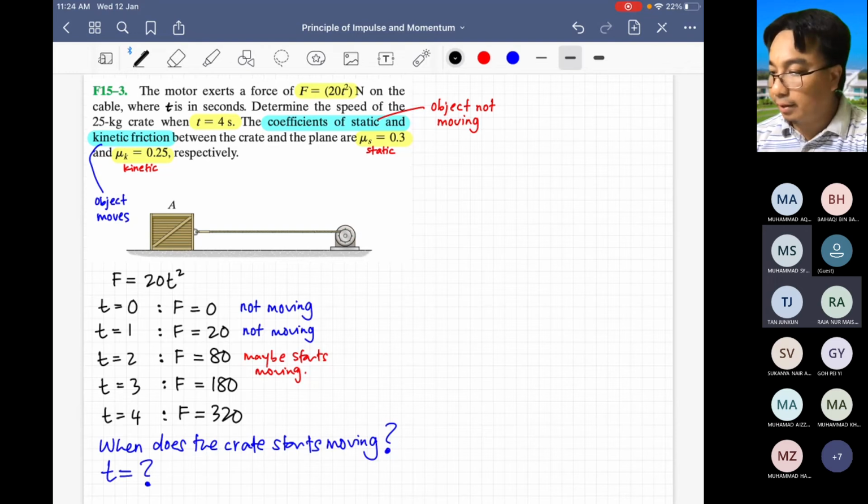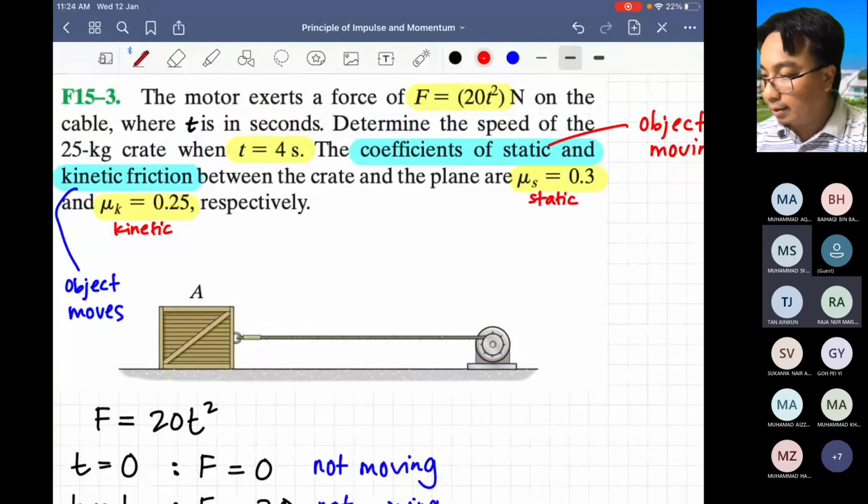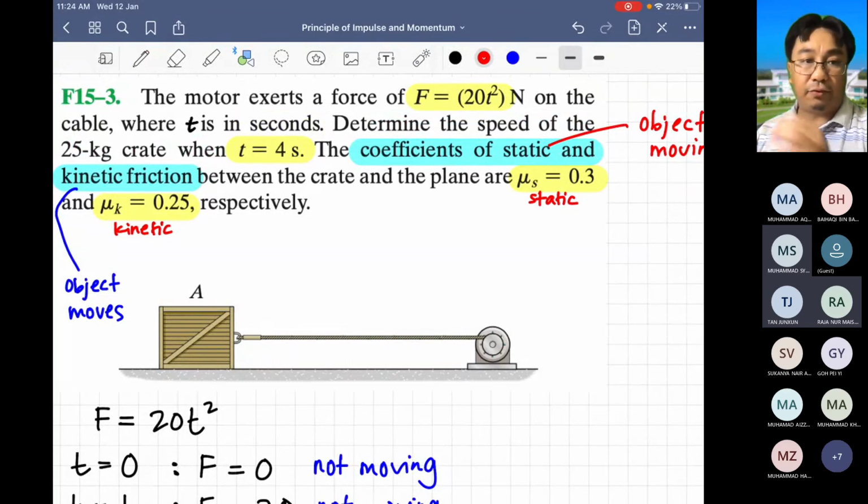Tadi saya dah bagi tahu object not moving apabila static friction sama dengan berapa? Object is not moving, you have to use the coefficient of static friction. When it starts to move, then you have to use the coefficient of kinetic friction. Okay, to identify this, let's draw the free body diagram first. Saya forgot to draw. This should be the first thing to do lah.